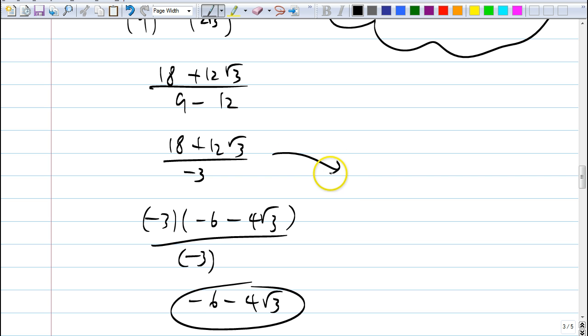Here, look. Also, could I have done this? 18 over negative 3 plus 12 rad 3 over negative 3. Could I have done it this way? Yeah, don't I still get the same answer if I did that?